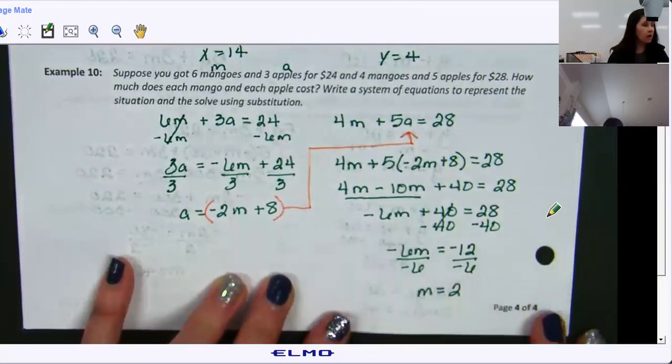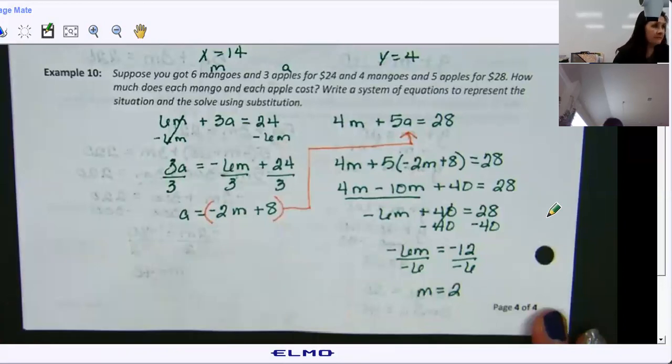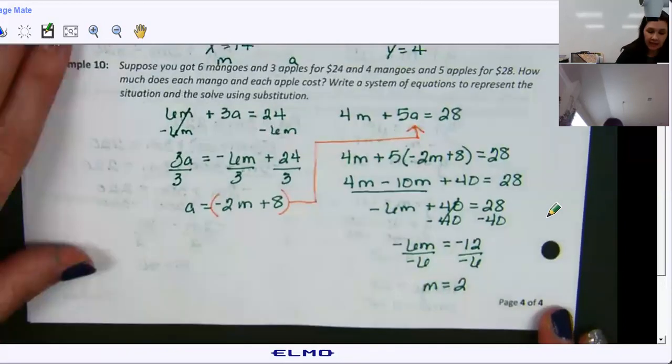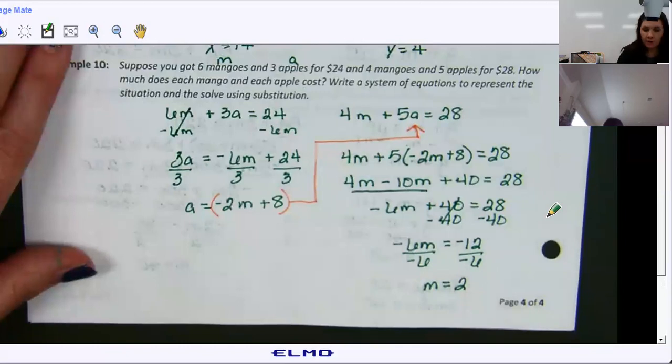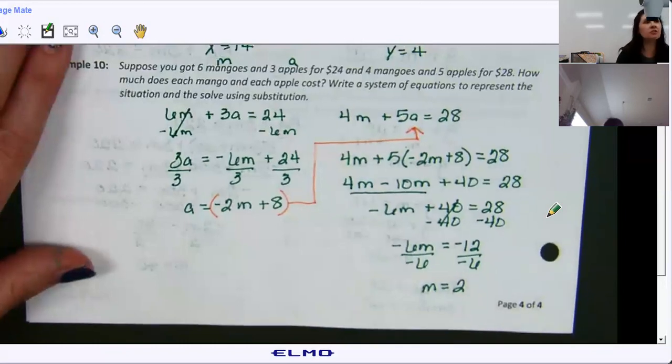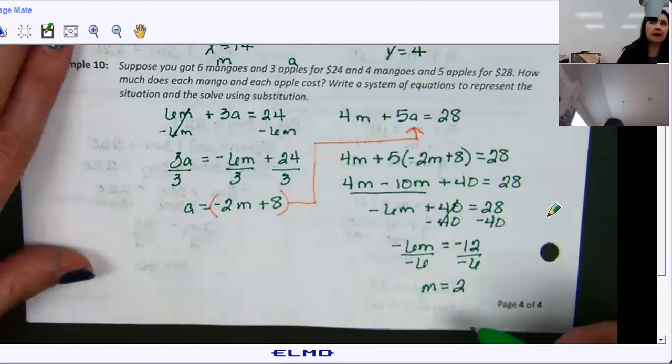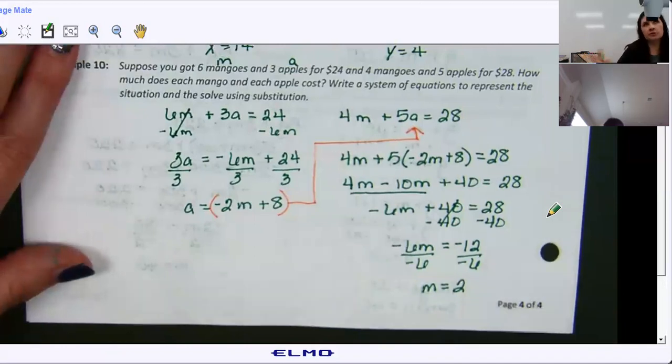So we sold 2 mangoes. Wow, only 2? Wait, no, mangoes are worth $2. Oh, I'm sorry. Thank you. Mangoes are worth $2. And my other class said I should have switched my mango and my apple numbers because the apples are going to end up being more.